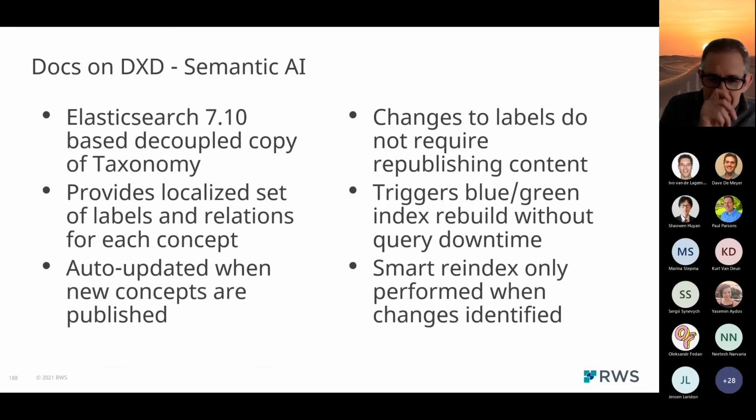Coming back to the semantic AI piece itself, we are maintaining this decoupled copy of taxonomy space. That's mainly for performance reasons, but it also gives future options if you wanted to attach it to some other taxonomy system at some future stage. It is our own implementation of a SKOS enabled hierarchy within Elastic. We have the full set of localized labels and relationships within each of those concepts. So it's a full snapshot on top of what we have.